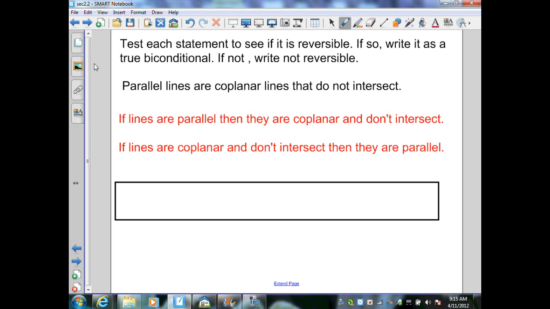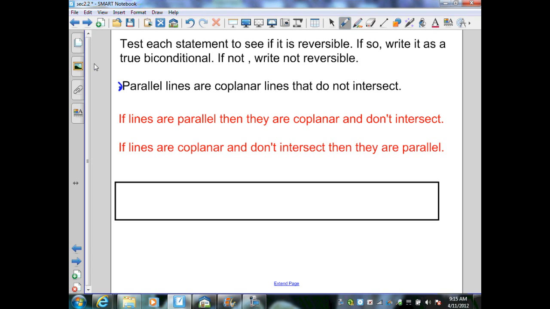If so, write it as a true biconditional. If not, write not reversible. Reversible means that if I have a conditional, if P then Q, and that is true, then I continue to the converse, if Q then P. And if that is true, that means that the two statements are reversible. If they're reversible, I can write it as a biconditional.